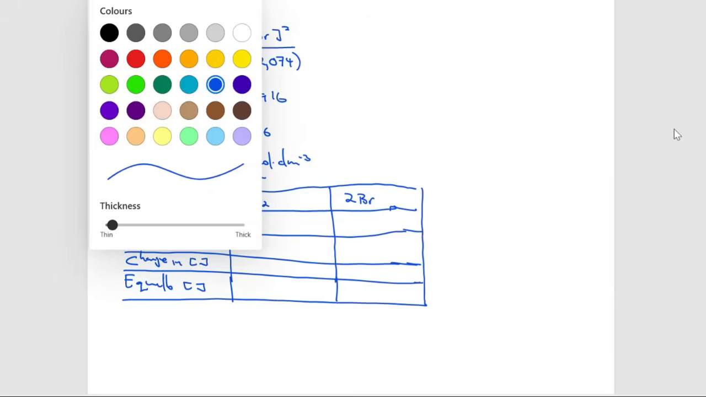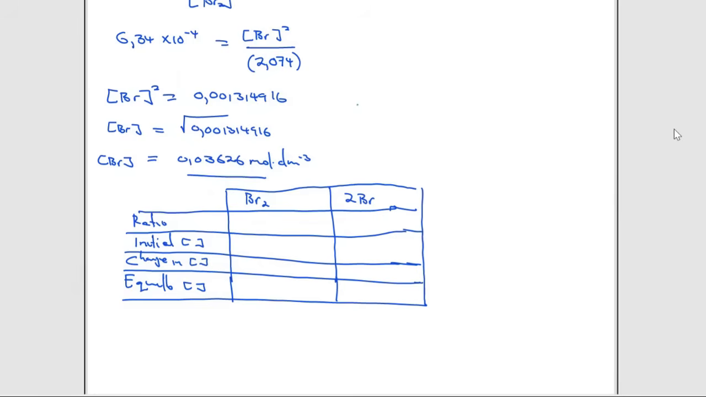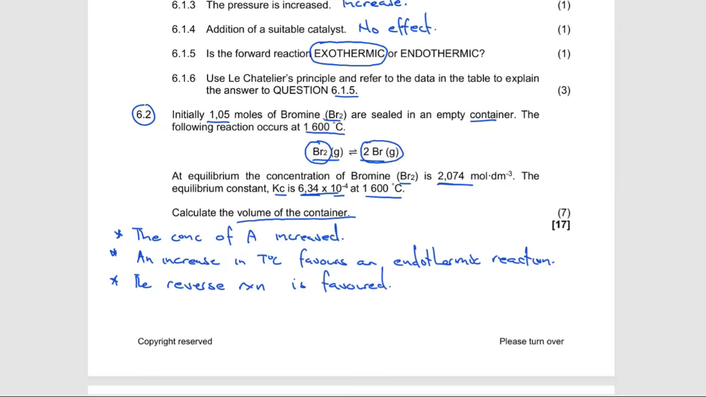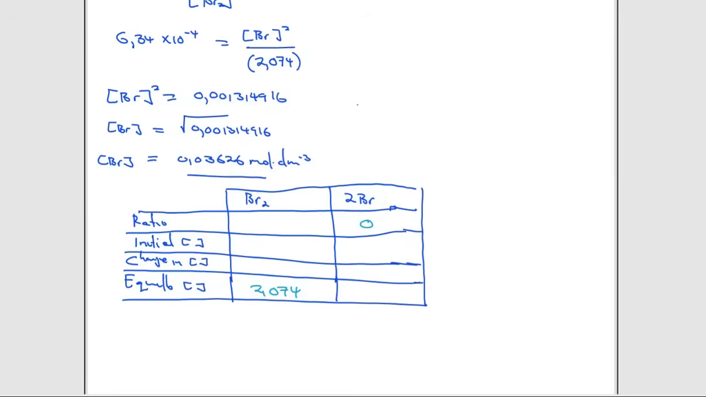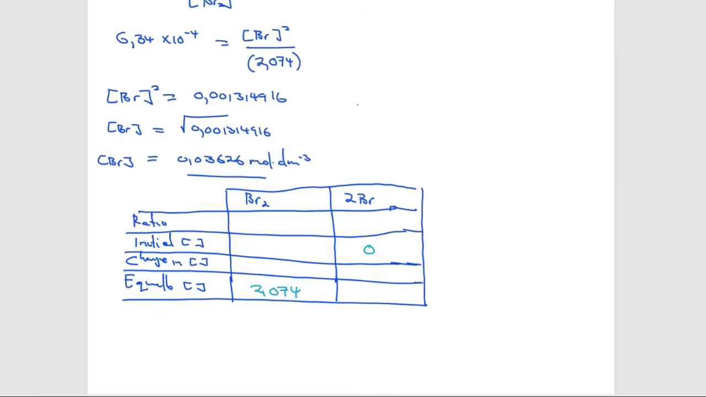Now I will use a different color to populate the information. In terms of this, we started with 0 on this other end. What we also know at equilibrium is the concentration of our Br2, which was 2.074 according to the data that is given, 2.074 mole per dm cube. The initial concentration was 0, but the ratio at the top, we're going to say the ratio is 1:2, like that.